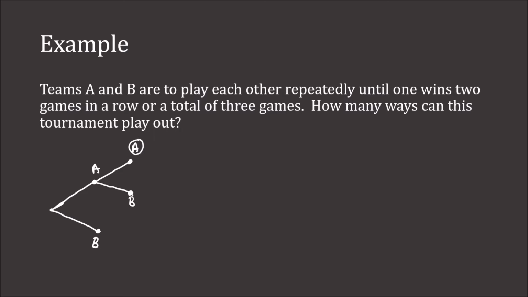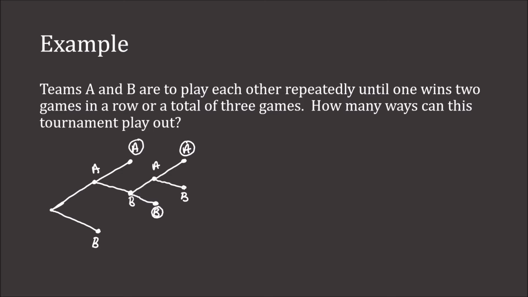Now, if Team B wins, there are 2 outcomes. Team A wins. Team B wins. If Team B wins this time, then the tournament is over. Team B has won 2 in a row. If Team A wins, there are 2 possible outcomes. Team A could win, or Team B could win. If Team A wins, then Team A has won 2 in a row, and the tournament is over.